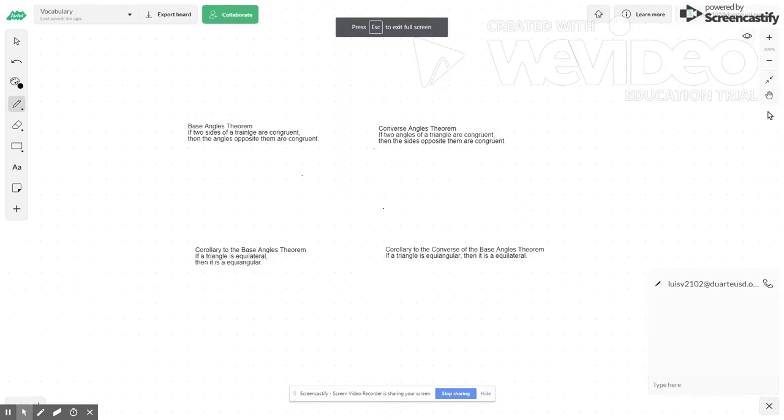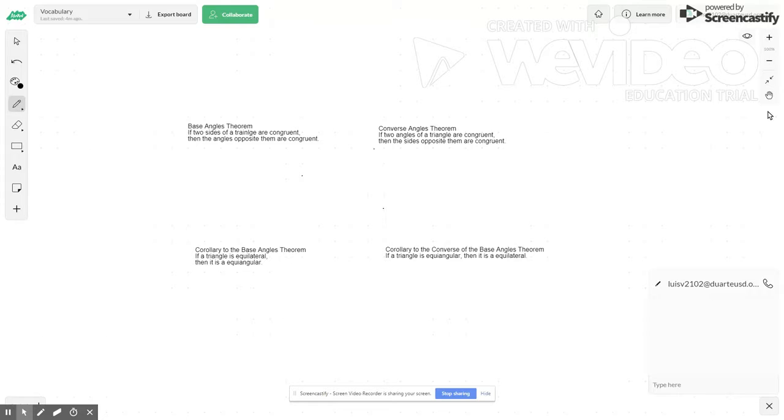Alright, so now we're going to be talking about some pretty essential vocabulary that you're going to need in order to do 12.4. So base angles theorem, for example, it stands for if two sides of a triangle are congruent, then the angles opposite them are congruent. And then there's converse angles theorem, which is also another theorem. If two angles of a triangle are congruent, then the sides opposite them are congruent.